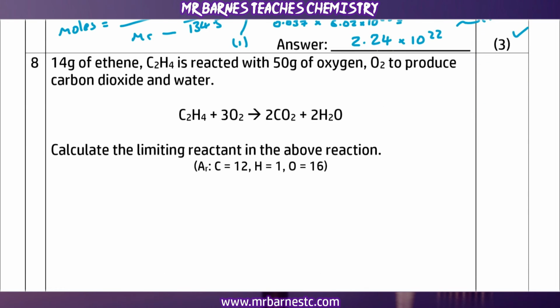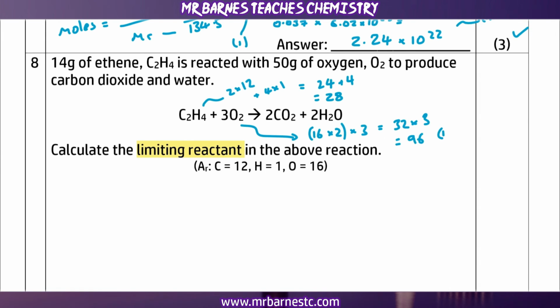Number 8. 14 grams of ethene, C2H4, is reacted with 50 grams of oxygen, O2, to produce carbon dioxide and water. Calculate the limiting reactant in the above reaction. Once again, work out the formula mass. So the 2 things that we're talking about here are ethene and oxygen. So that's 2 times 12 plus 4 times 1. So that gives me 28 for my formula mass for ethene. And I've got 2 oxygens, so 2 times 16, but I've got 3 of them. So that's 32 times 3 is 96 for my formula mass for oxygen.